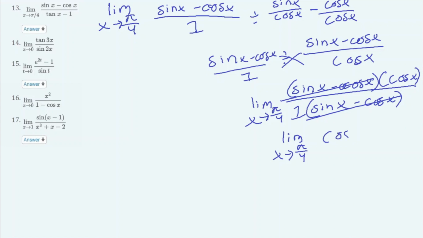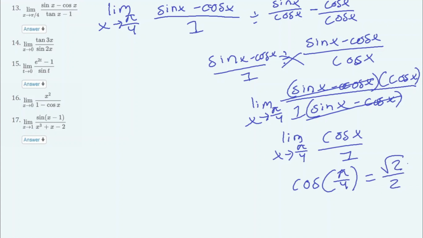So now we're just left with cosine of x over 1, which could just be cosine of x. By the radian circle, or you could even graph it on a graphing calculator, we know that if we plug in pi over 4 into x, we're going to have a determinate number. So it's basically going to be cosine pi over 4, and that is equal to radical 2 over 2. And radical 2 over 2 is going to be your final answer for number 13.